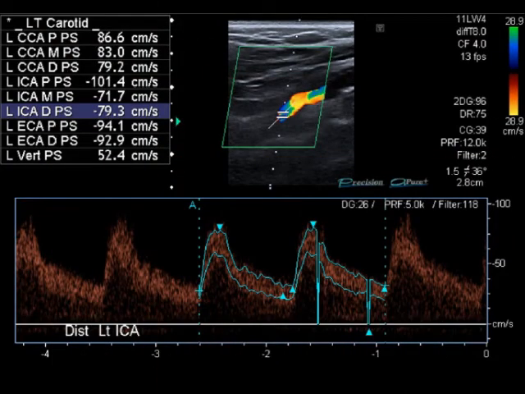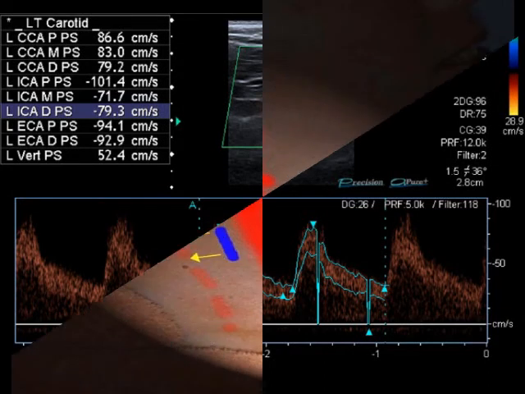The waveform of internal carotid artery has a low resistance pattern with a gradual tapering of continuously forward flow throughout diastole. Therefore, the systolic peak is more blunted compared to the sharp one in external carotid artery.